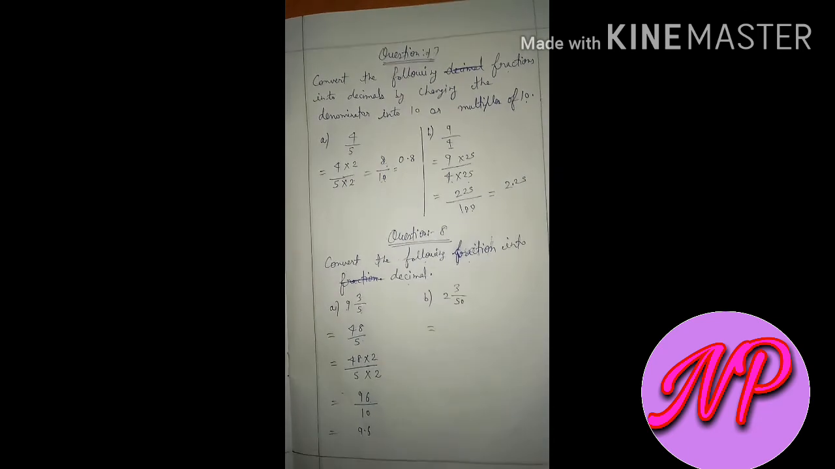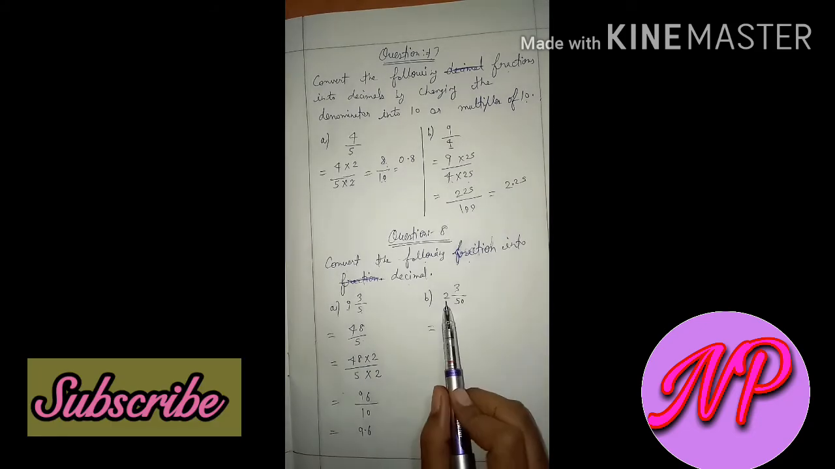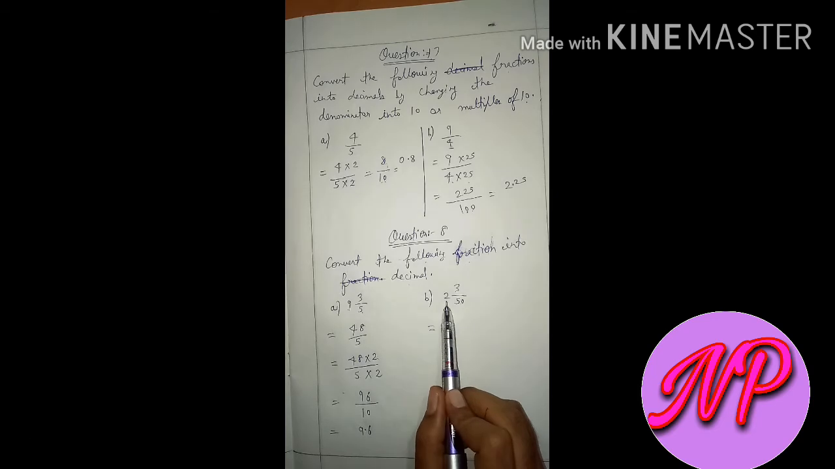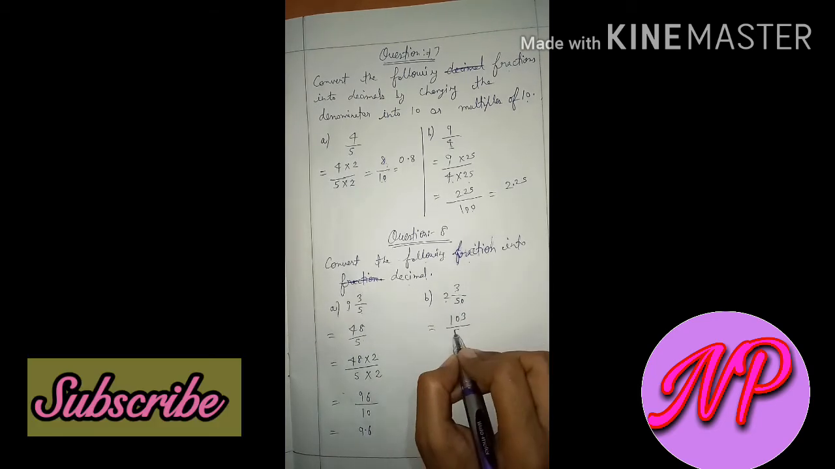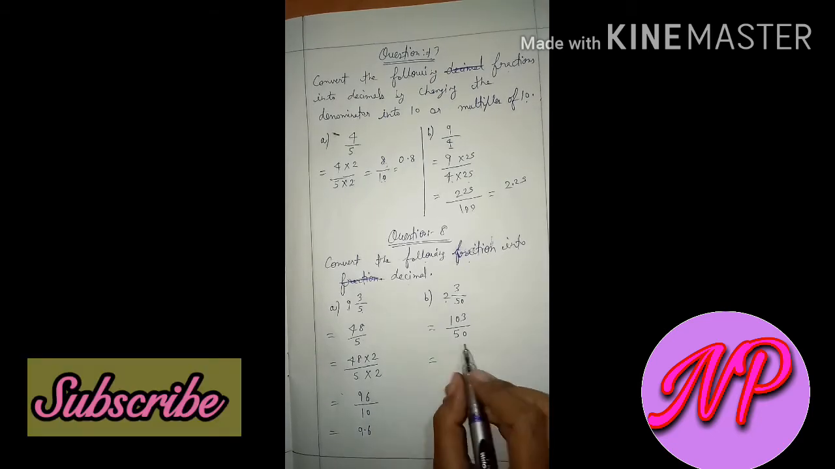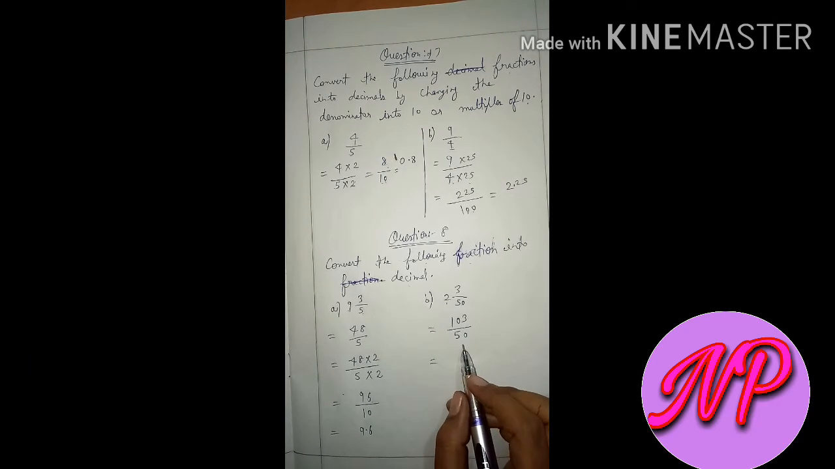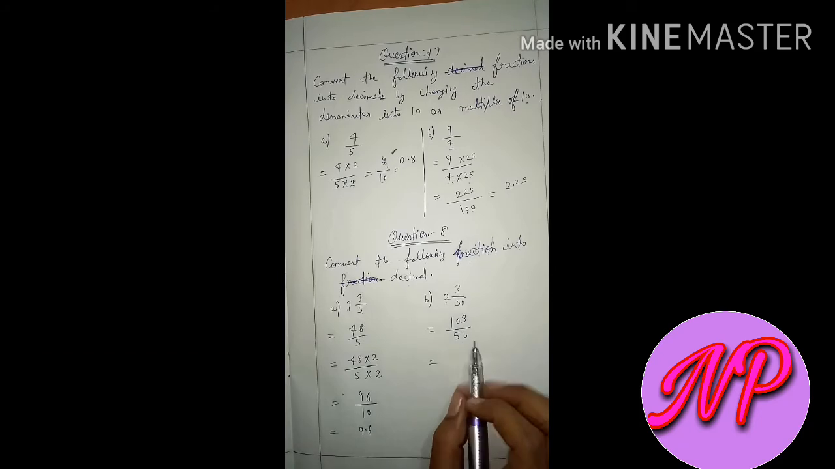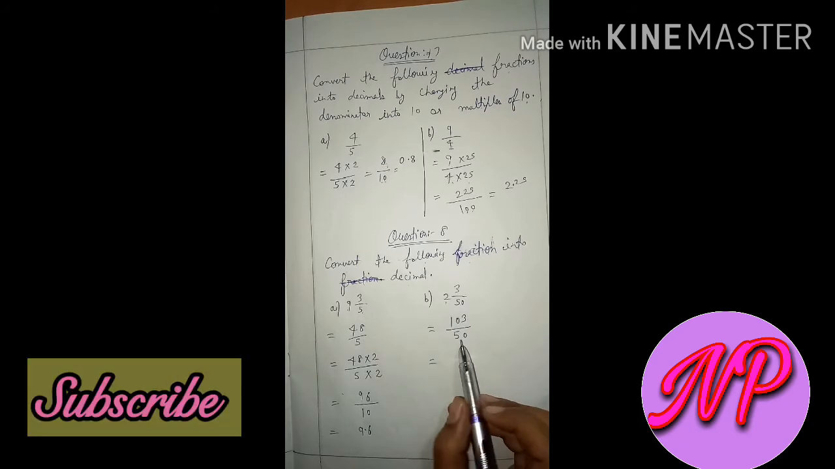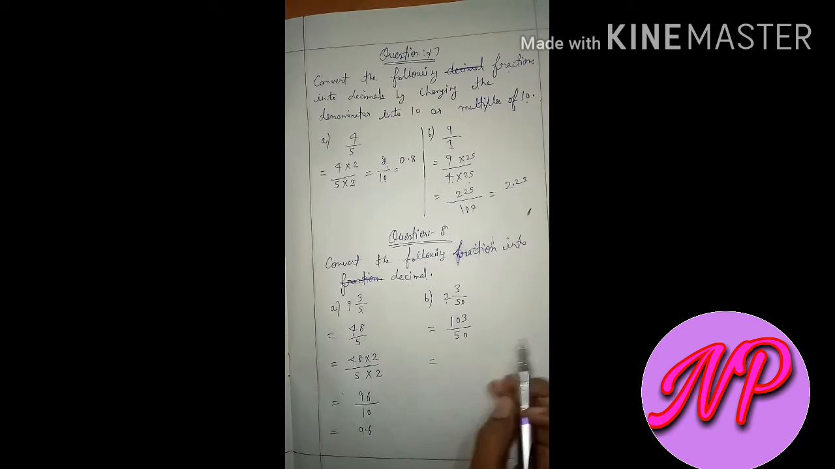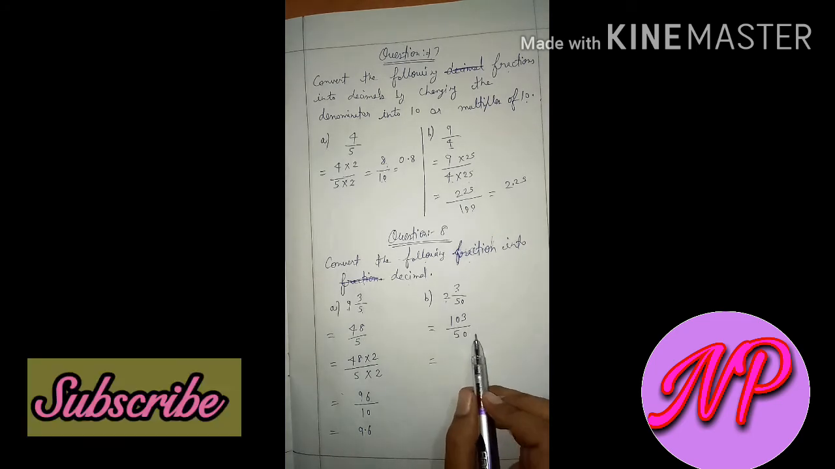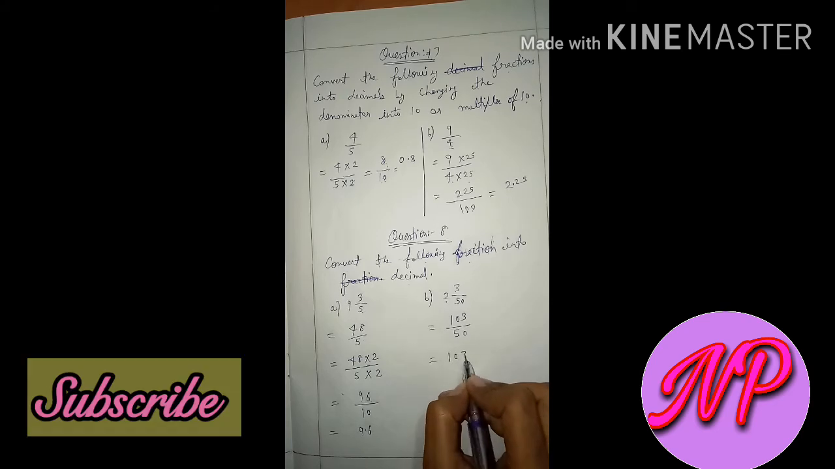Got it? Now the question B, 2 whole 3 by 50. Make it an improper fraction. 50 multiplied by 2, 100. 100 plus 3, 103. 103 divided by 50. Now here 50, and we need multiples of 10. How will we convert it into 10, 100 or 1000? We will multiply 50 by 2. 5 2s are 10, so 50 2s are 100. We all know that.